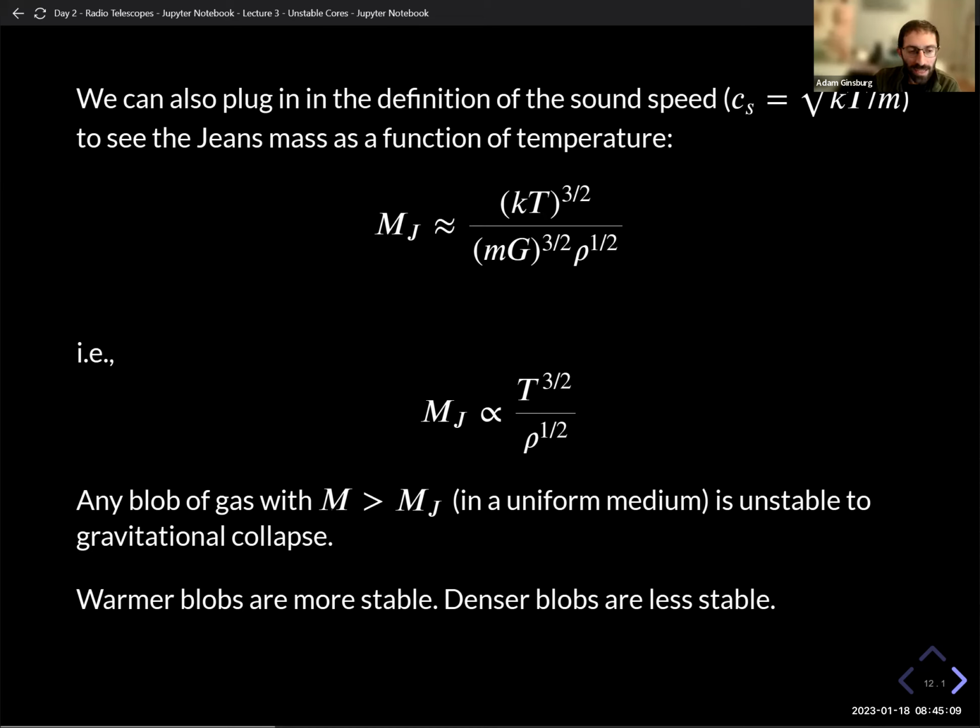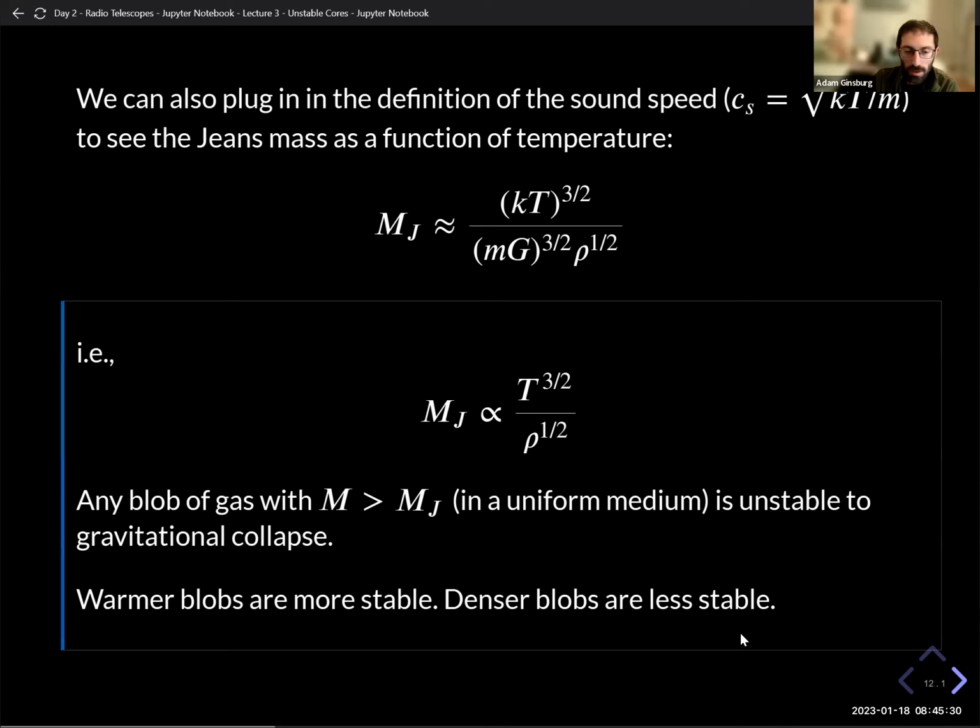So any blob of gas that has a mass greater than the Jeans mass is unstable to gravitational collapse. And what this equation tells us is that warmer blobs are more stable. So you have to have a bigger mass for it to collapse, and denser blobs are less stable. They're more prone to collapse.